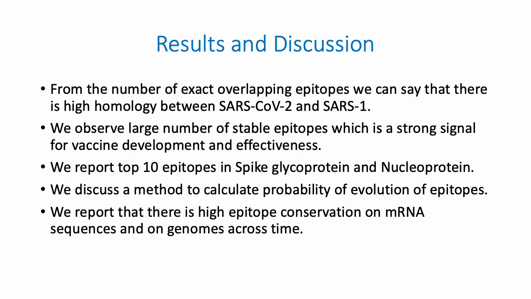In terms of results, from the number of exact overlapping epitopes, or exactly matching epitopes, we can say that there is a high homology between SARS-CoV-2 and SARS-1. We observe that a large number of epitopes are present, which is a strong signal for vaccine development and other analysis. We also report top 10 epitopes on spike glycoprotein and nucleoprotein. We discuss a method to calculate the probability of evolution of epitopes, and we report that there is high epitope conservation on mRNA sequences and on genomes across time.